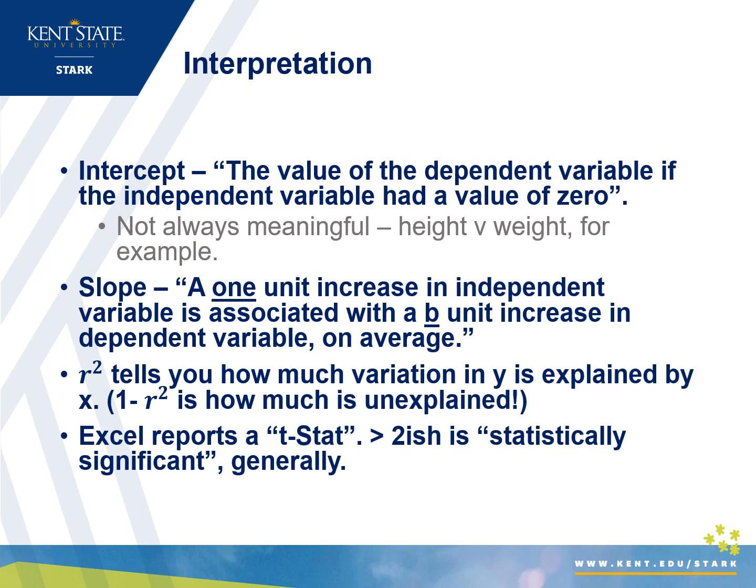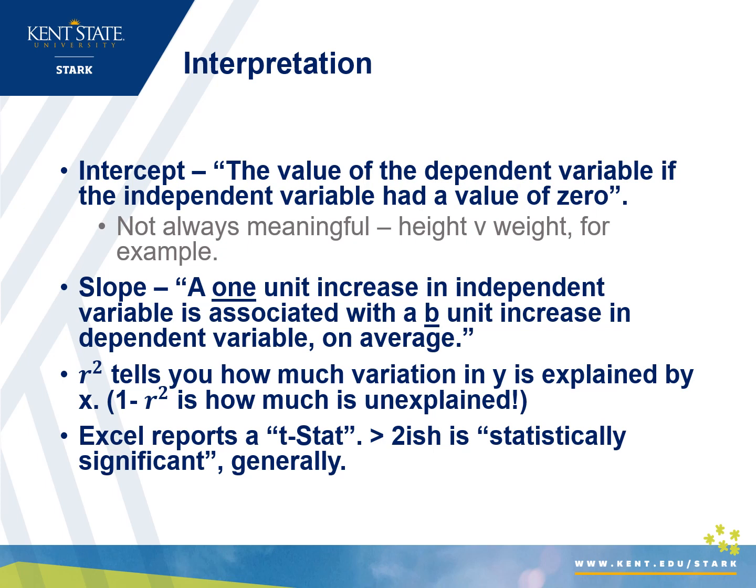Now, how do we interpret all the bits of this equation? First, the intercept tells us what the value of the dependent variable would be if the independent variable had a value of 0. This isn't always meaningful. For example, if we're using height as our independent and weight as our dependent variable, then a height of 0 is pretty meaningless. Nobody is 0 inches tall.